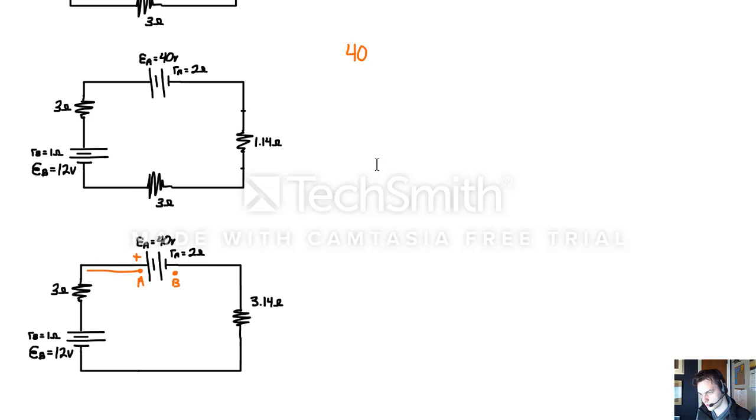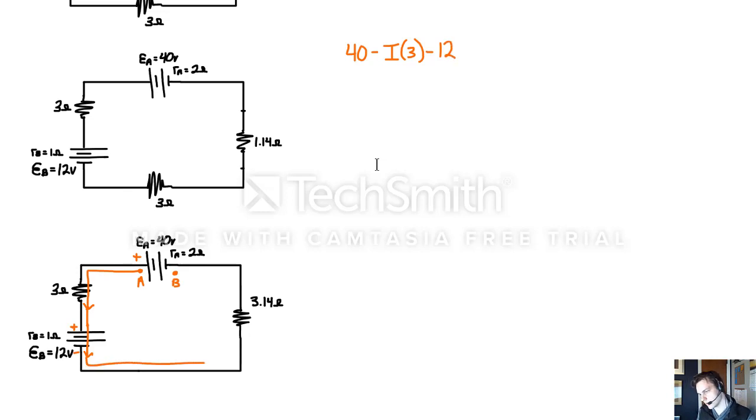Traveling through the circuit, the first thing I encounter is a 3 ohm resistor. That would cause my voltage to drop, in accordance with Ohm's law, V equals IR, by I times that resistance, 3. Remember, I don't know this I yet. The next thing I encounter is the positive end of another battery. Going from the positive end to the negative end along the direction I've chosen is a voltage drop. If it was turned around, it would be a gain of 12 volts, but in this case I'm going to have to subtract 12 volts.